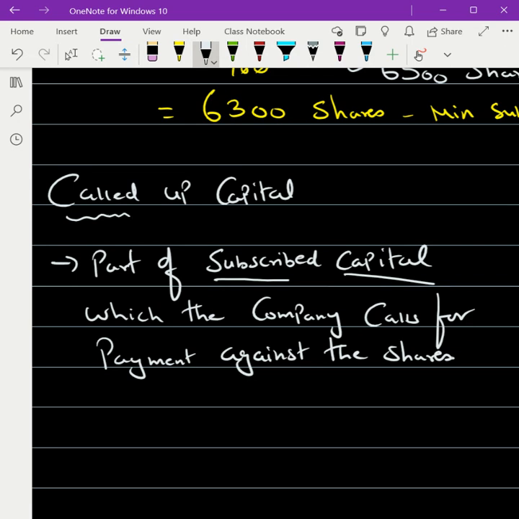Okay, because what is subscribed capital? Subscribed capital denotes that part of the issued capital.